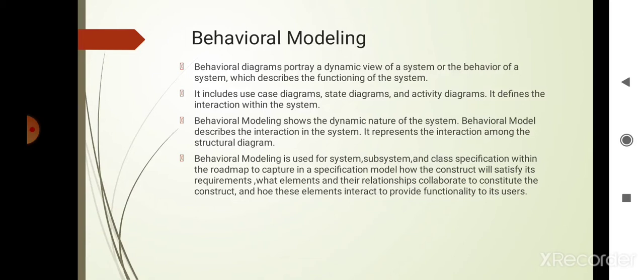It also includes use case diagram, state diagram and activity diagram. It defines the interaction between the system, and behavior modeling shows the dynamic nature of the system. Behavioral modeling describes the interaction in the system, and it represents the interaction among the structural diagram. It is also used for the system, subsystem and class specification within a roadmap to capture the specification model: how the construct will satisfy its requirement, what elements and their relationships collaborate to constitute the construct, and how those elements interact to provide functionality to the users.